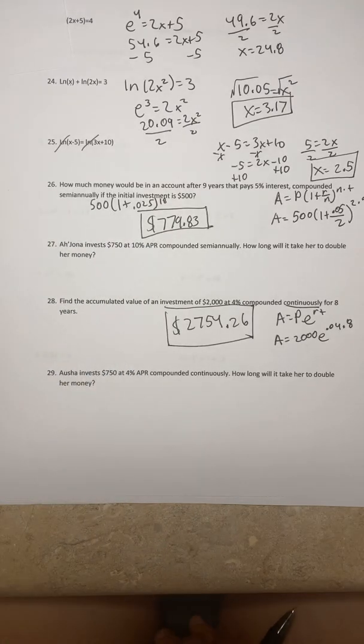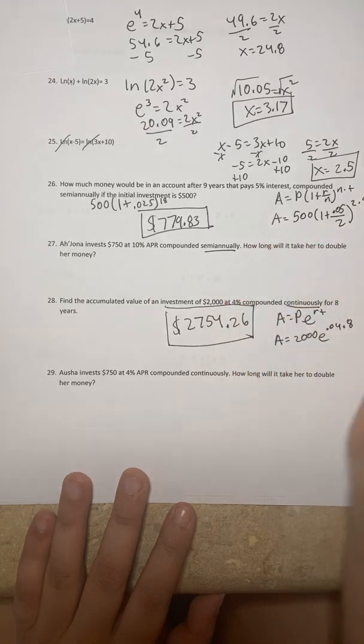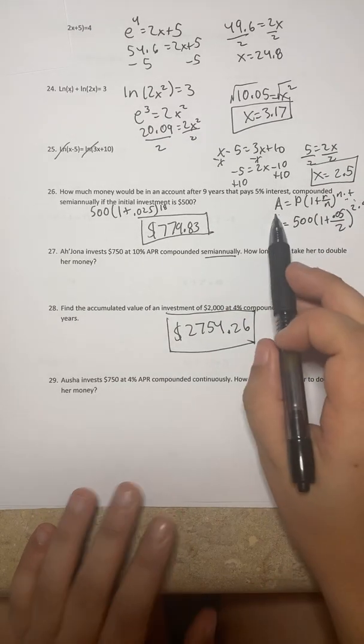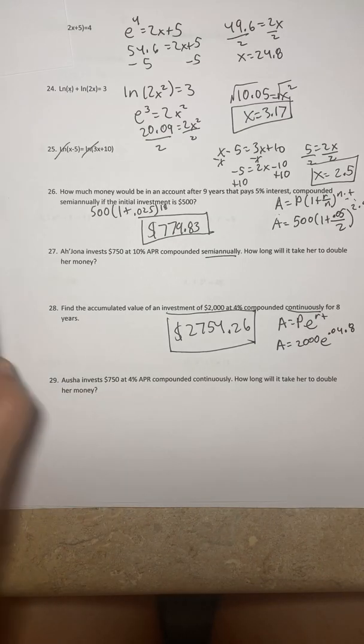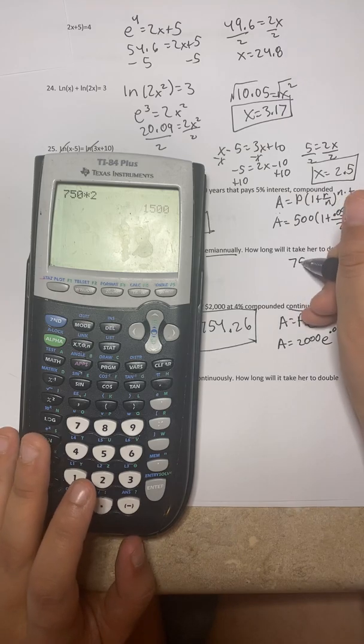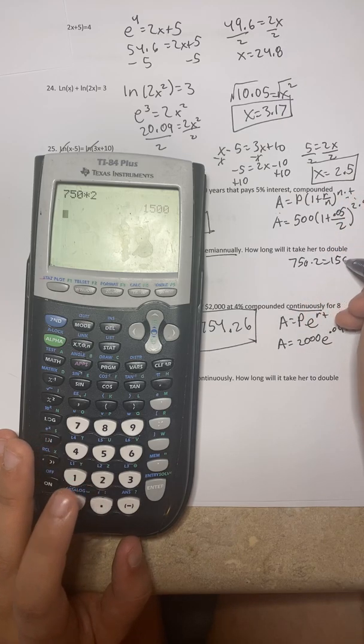So now coming back to number 27, it says Aja invests $750 at 10% APR compounded semi-annually. How long will it take her to double her money? So this time we're not looking for the final amount. We want to know how long it will take her to double her money. So we need to find what our t value is. And because it says semi-annually, that means I'm going to use this equation up here that we previously used. Okay, we need to know what our A value is. Well, we want to double our money. So 750 times 2 means that we want a final amount of $1,500.